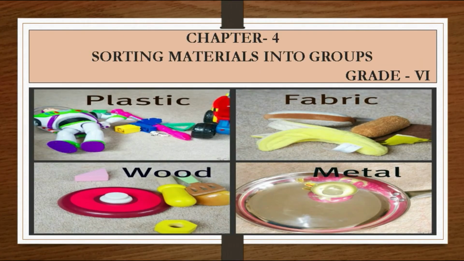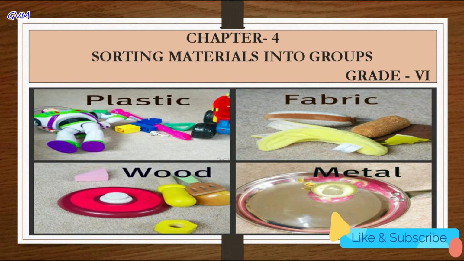This is your science teacher here, and this time I am here with the fourth chapter of grade 6 science NCERT textbook, that is sorting materials into groups. Students, in this chapter we will basically learn to group objects in different ways, and we will also learn about the materials used for making different kinds of objects, and then we will learn about the properties of different materials.